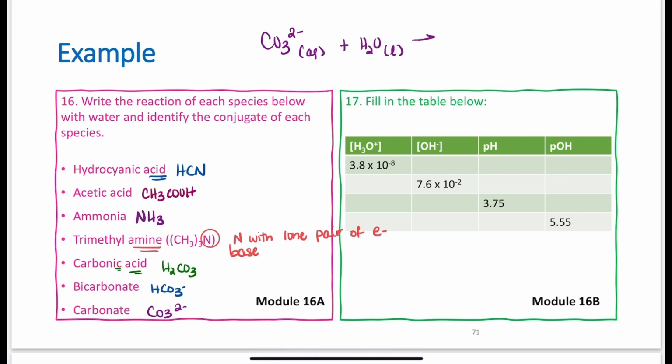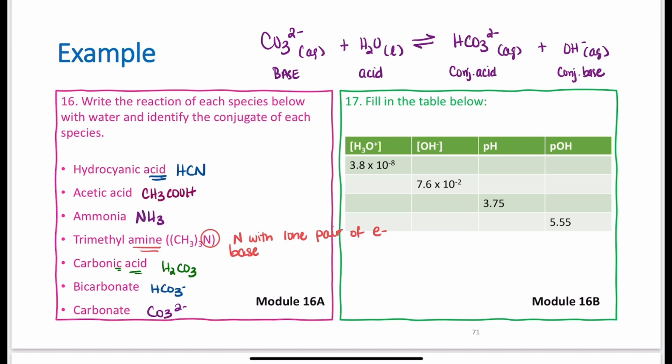Put that in water. Equilibrium arrows. I get bicarbonate and hydroxide. Got my base, making this my acid. The water's an acid because it gave up the proton to the base. This is my conjugate acid, and this is my conjugate base.